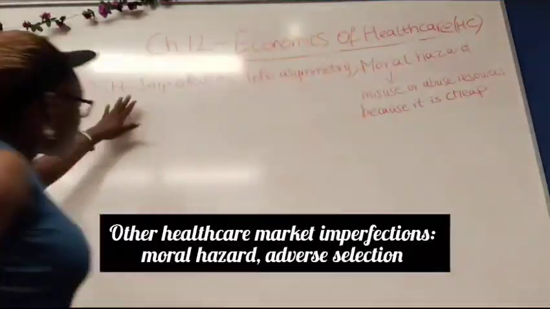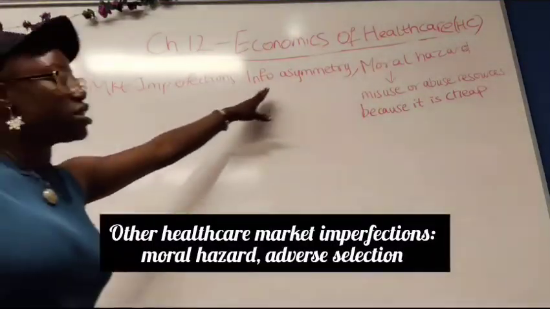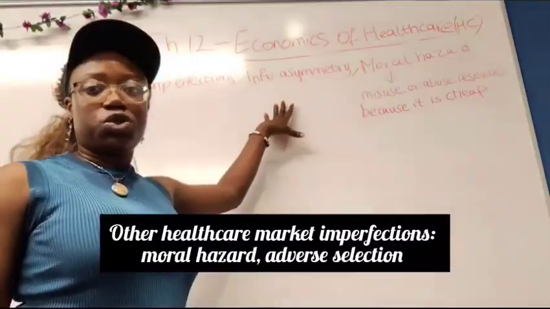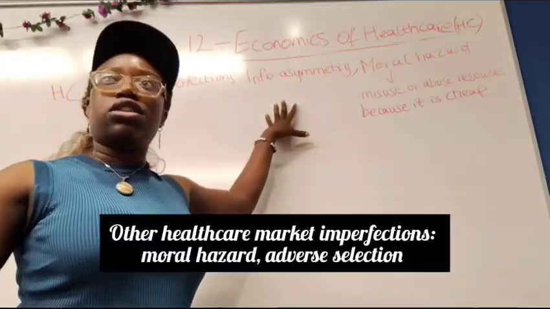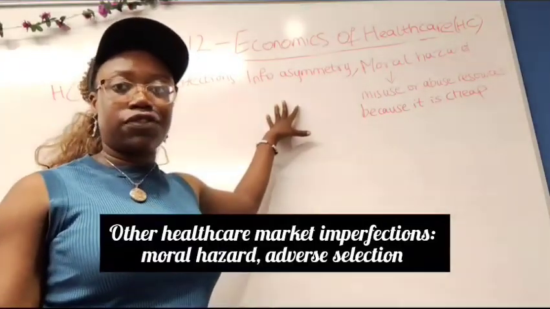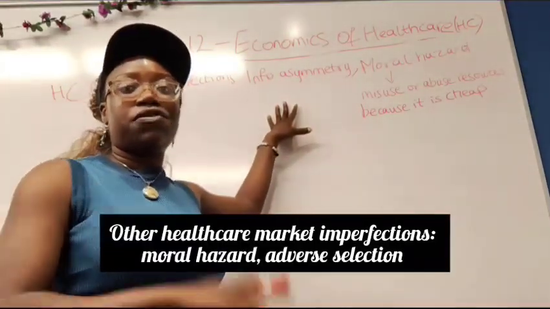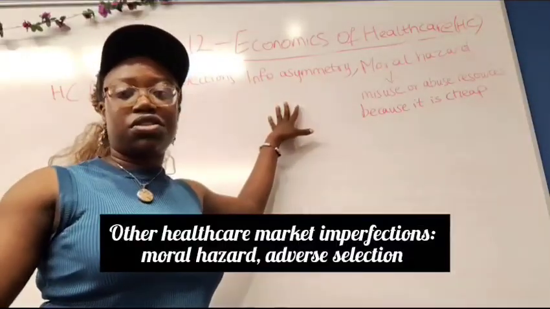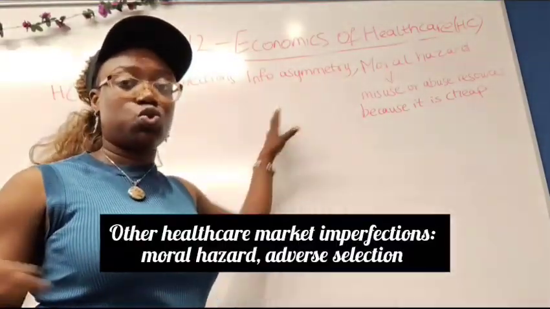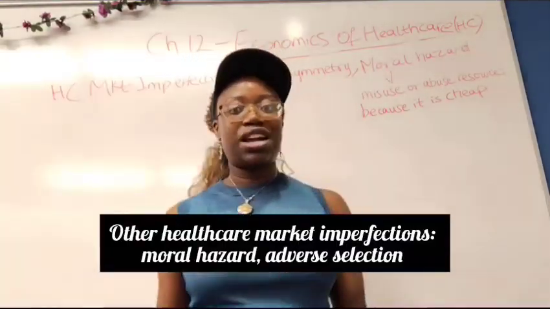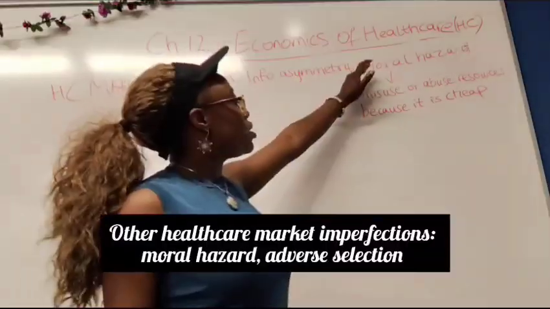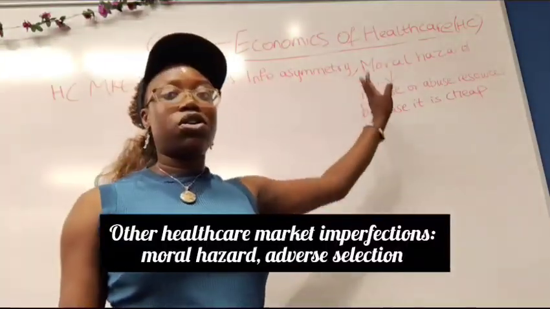Moving on to the next imperfection of healthcare markets. We talked about information asymmetry already, which is when the buyers don't have enough information. The health insurance companies as well do not have enough information, which is why they just charge a flat rate based on age and other general criteria, as opposed to based on health conditions, which the health insurance companies do not know and cannot know because it's sensitive information. But the next imperfection in the healthcare market is what we call moral hazard.